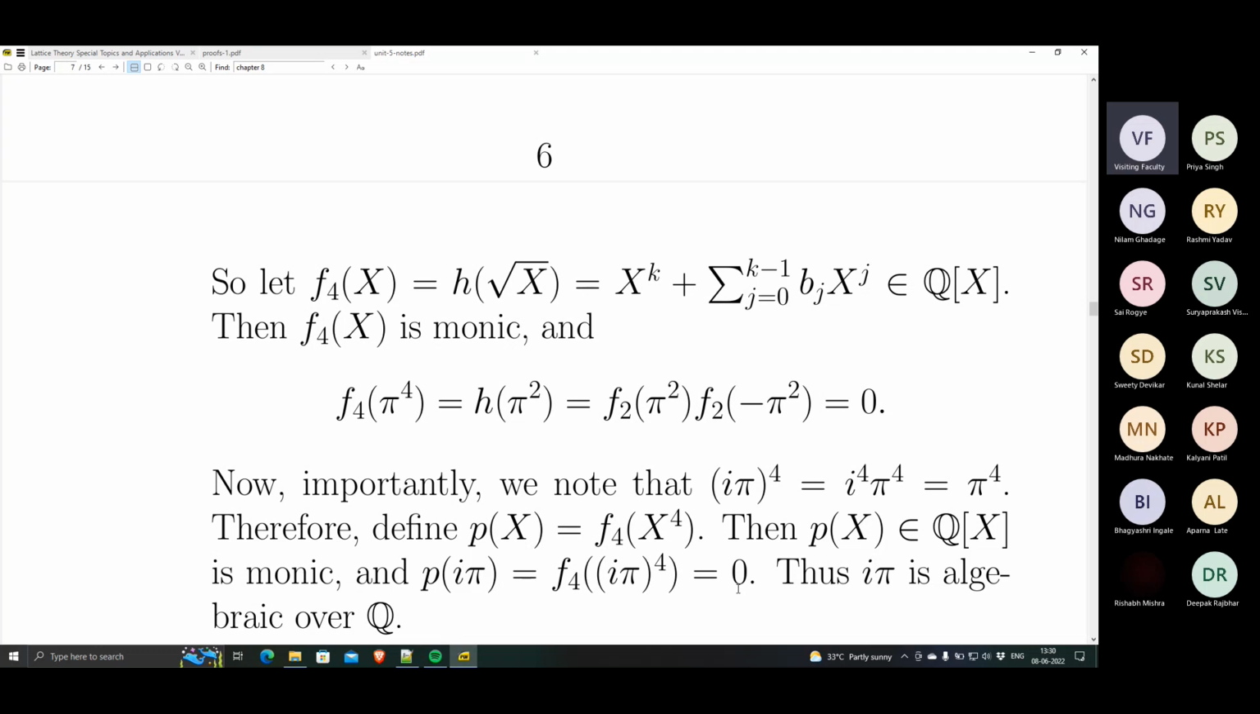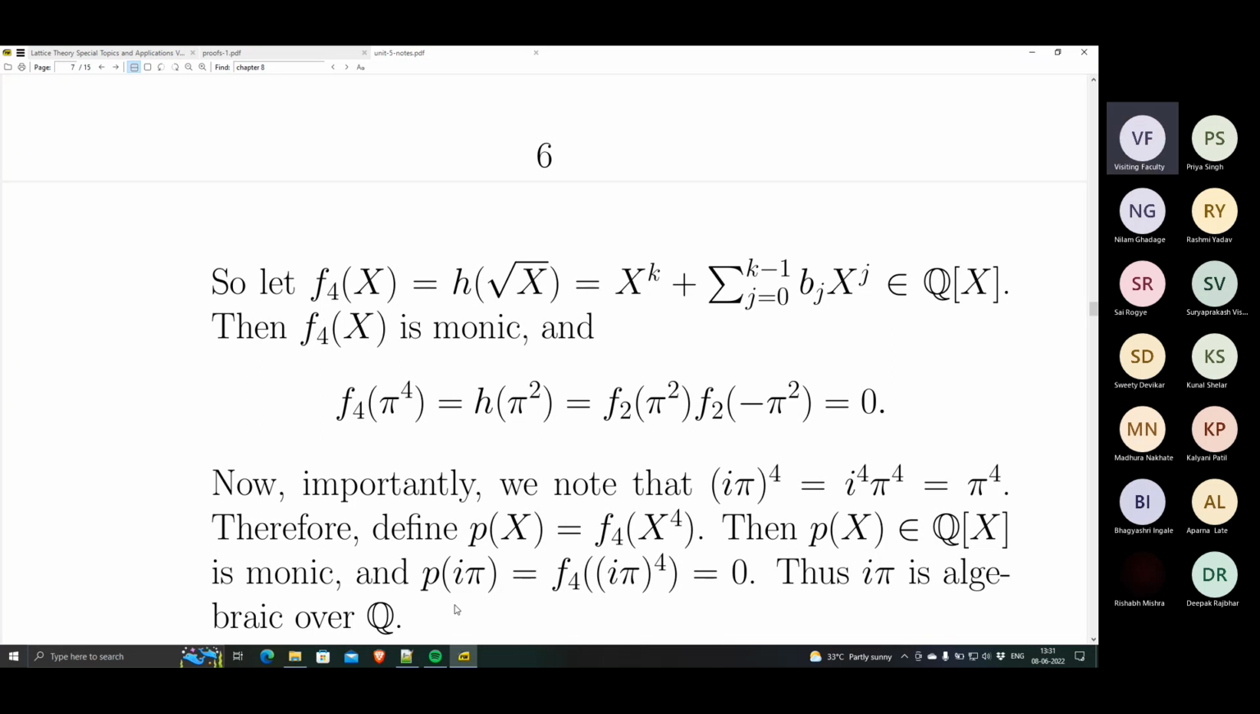Therefore, what have we proven? p of x is a monic polynomial over the rationals which vanishes at i pi. Therefore, i pi is algebraic over Q. To recap, we started with pi being algebraic over Q. That was our assumption. If pi is algebraic over Q, pi square is algebraic over Q, then pi raised to 4 is algebraic over Q with this polynomial. Then since i raised to 4 is 1, we can replace pi raised to 4 by (i pi) raised to 4, and therefore we can show that in fact i pi is also algebraic over Q.